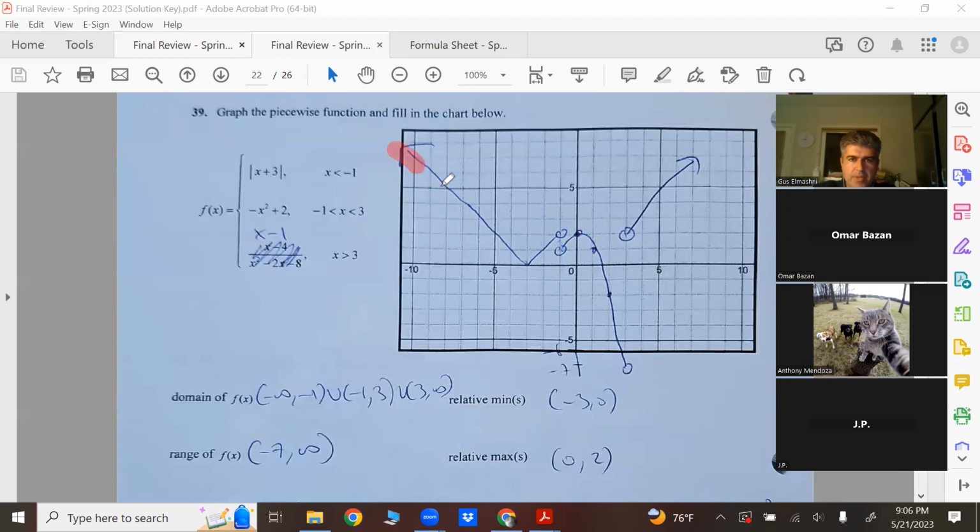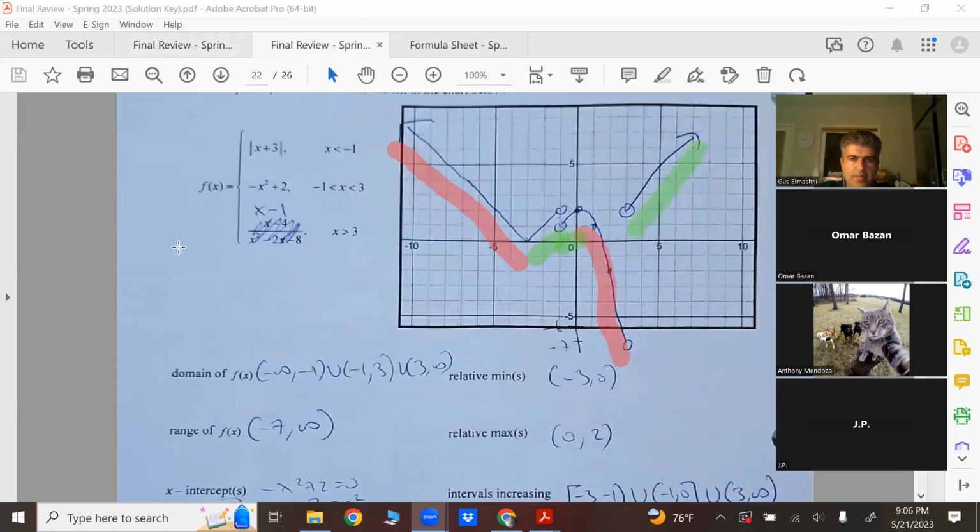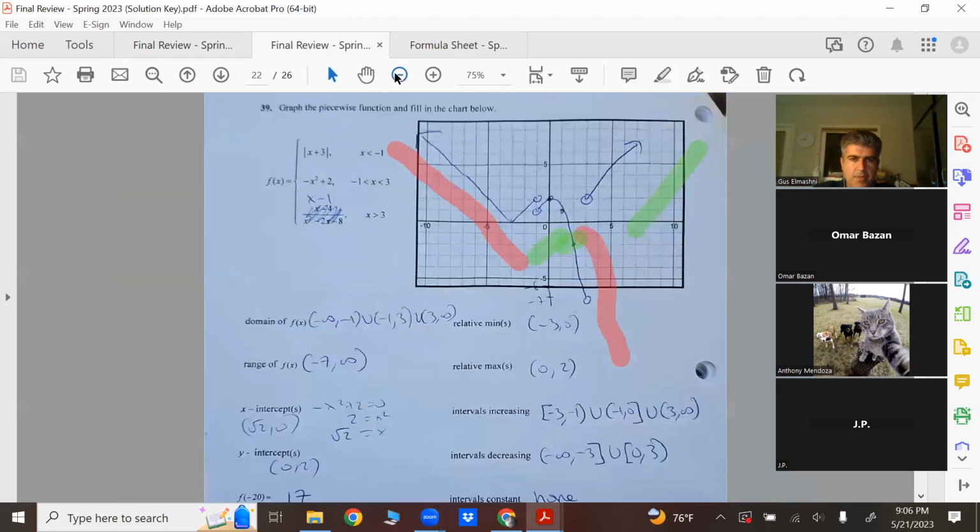So that's all decreasing. And that's decreasing as well. These are all increasing. Those are increasing. So you can look at here we go. Let me zoom out.